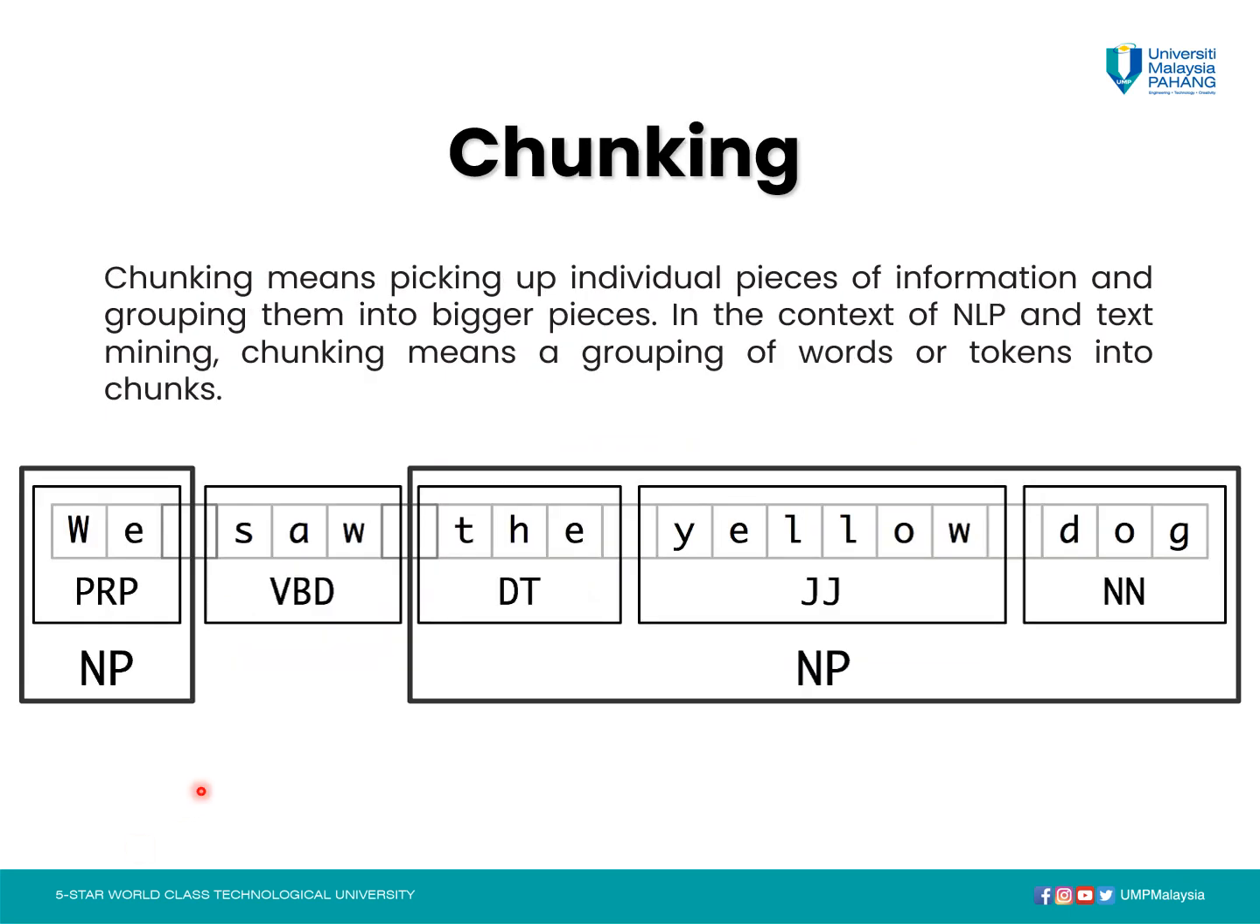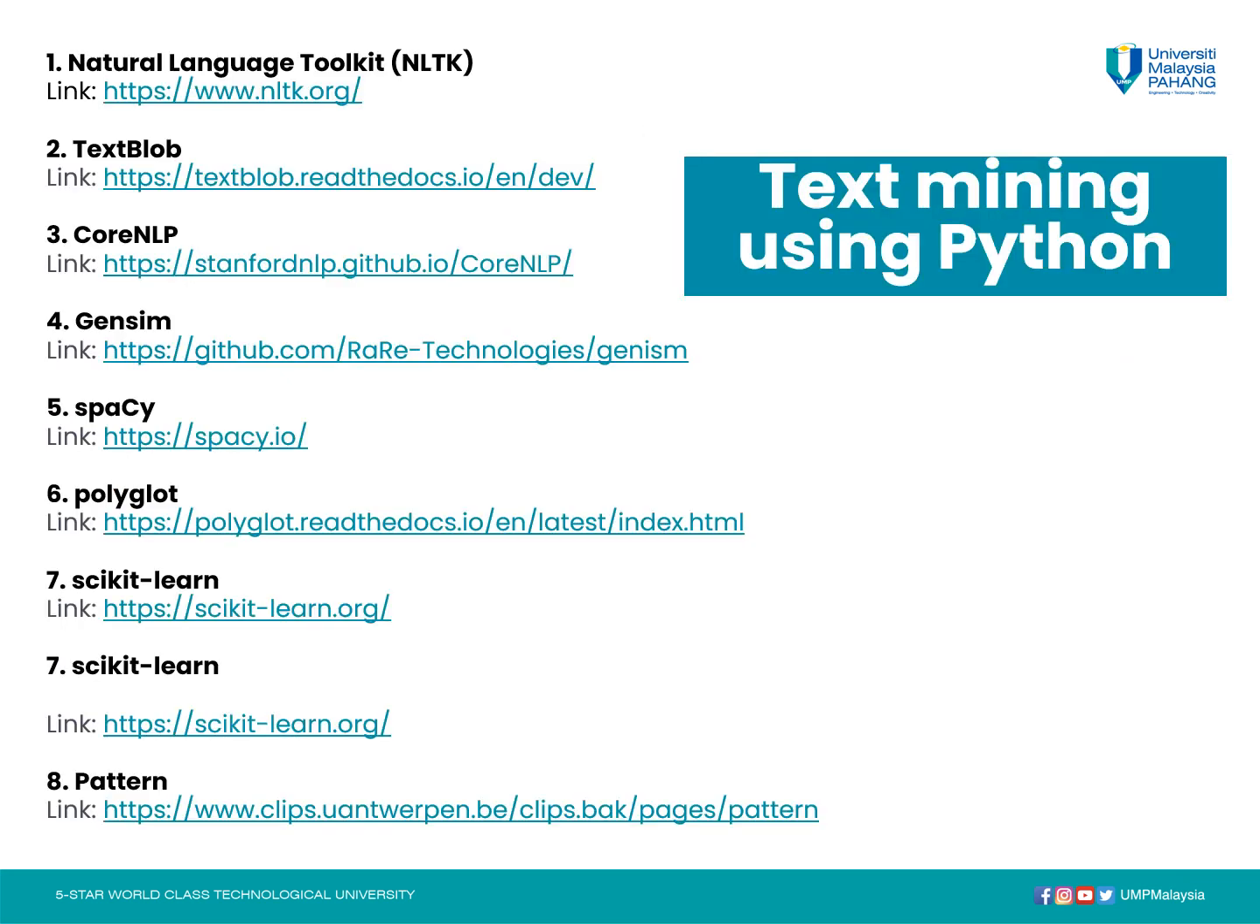And the last one is chunking. This one is picking up the individual pieces of information, after we group them into prepositions, verbs and so on. So we're going to group them into bigger pieces. Like we saw "the yellow dog", which is already POS tagged, and then we group it into a bigger unit, an NP. That's all the processes involving preprocessing.